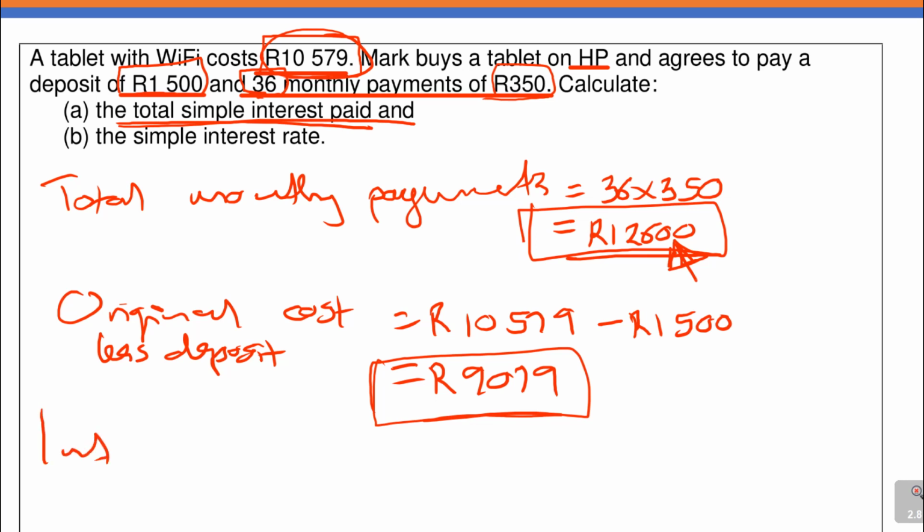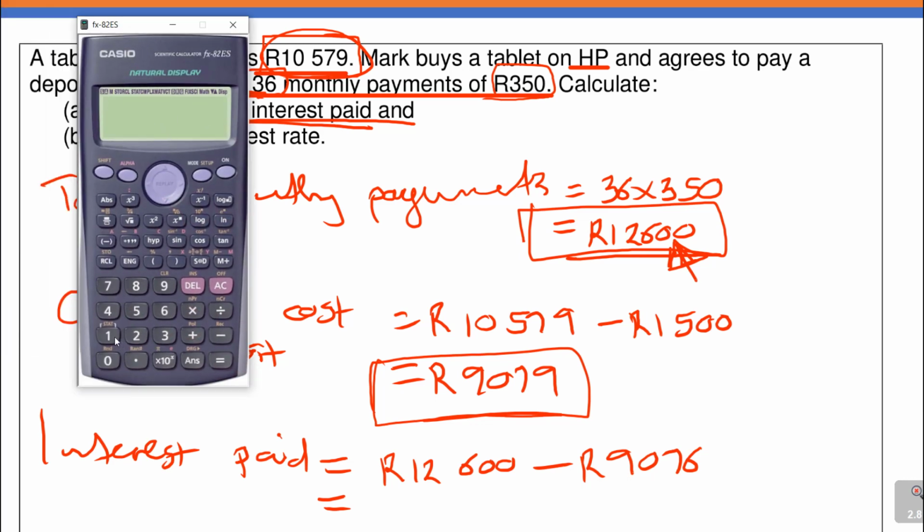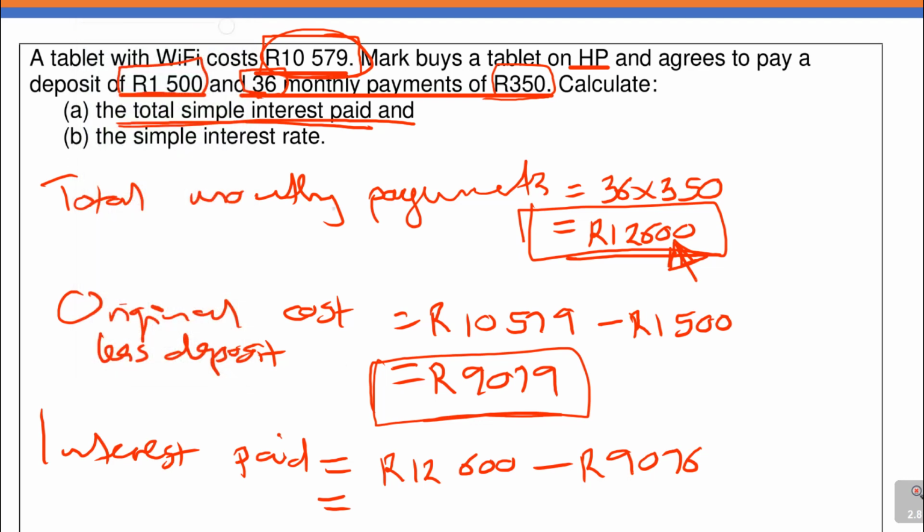Now they're asking what simple interest Mark paid. The interest now, that's where we are. Interest paid. Then you're going to say, okay, he paid 12,600. He was supposed to pay 9,079 after taking out the deposit. Then that will become the interest. Are you seeing that? So we're going to say 12,600 minus 9,079 equals 3,521. This is the interest, the extra money that he paid.